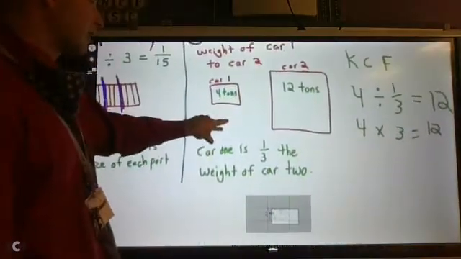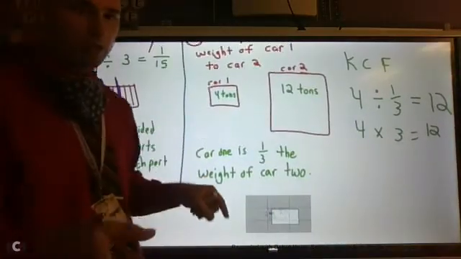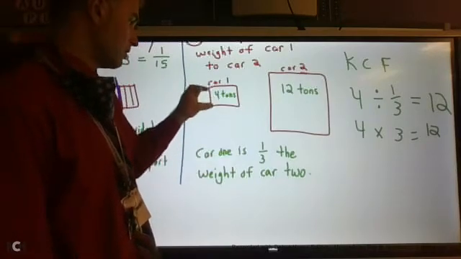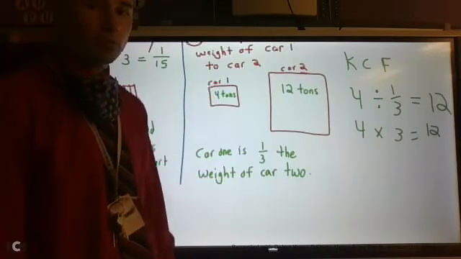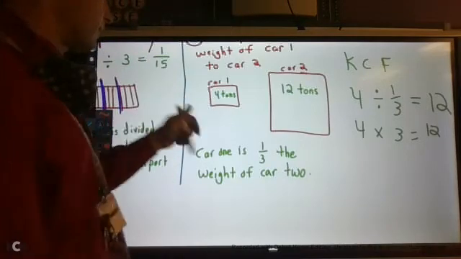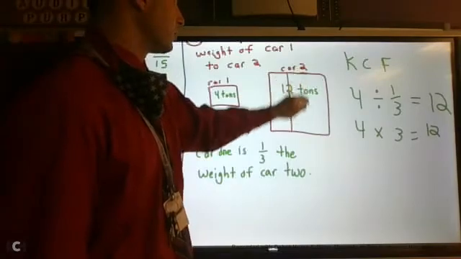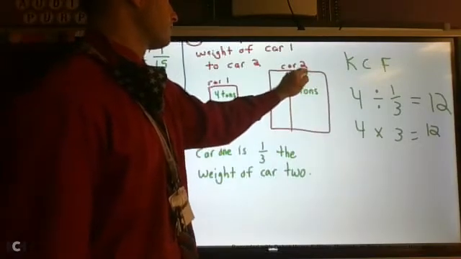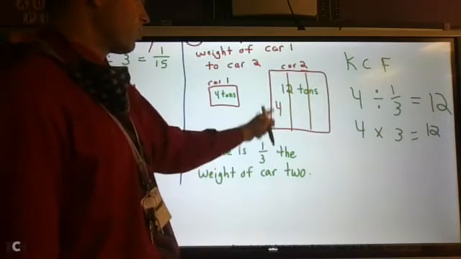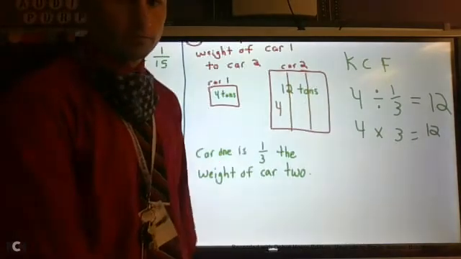So, how would I write that in words? Or how did you write it in words? Car 1 is 1/3 the weight of car 2. How do I prove that? Looking at my pictures here, if I broke this up into thirds, here's your car 1 right there. It's 1/3 of car 2.